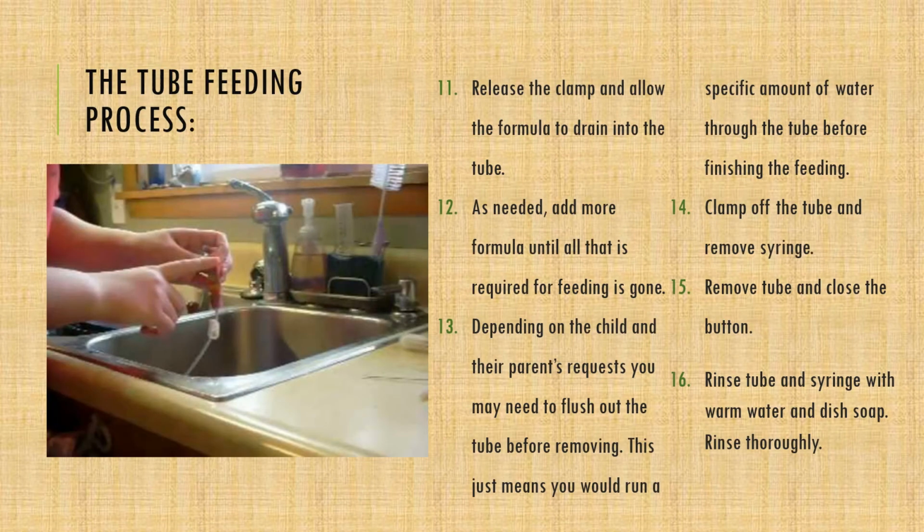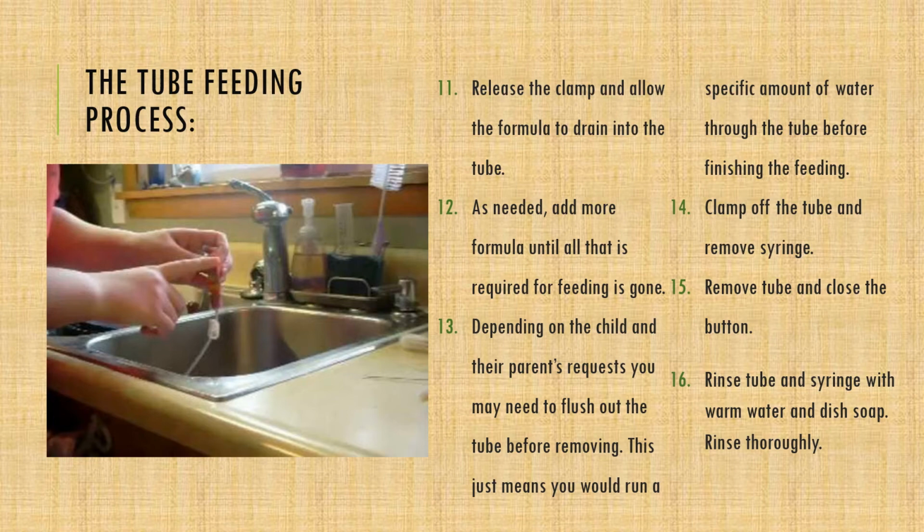On this slide is the remainder of the steps. So after you've poured in some of the formula, you're going to release the clamp and allow the formula to drain into the tube. As needed, you're going to add more formula until the required feeding is gone. Depending on the child and their parents' request, you may need to flush the tube before removing it. This just means you would run a specific amount of water through the tube before finishing the feeding.